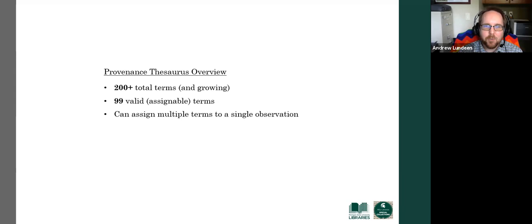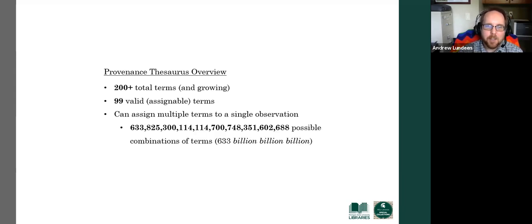And I love to throw around this number, which is sort of the upper limit on the total possible combinations of all of those 99 valid terms. This is somewhat of a meaningless number, but in theory anyway, there are 633 octillion ways to classify something with this thesaurus. That's 633 billion.